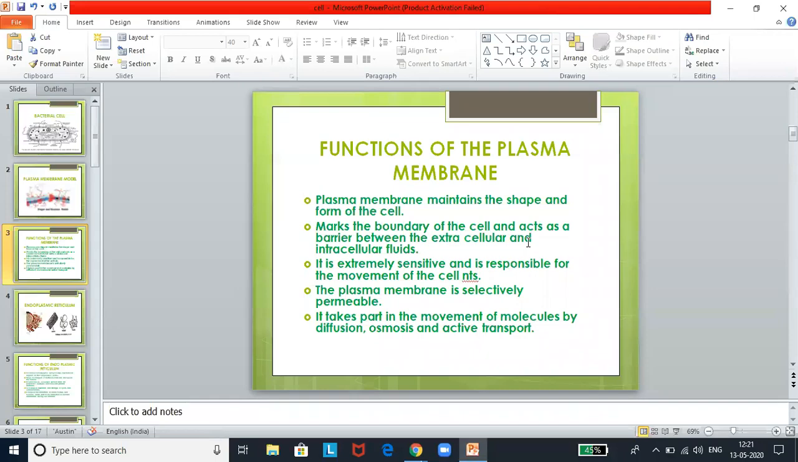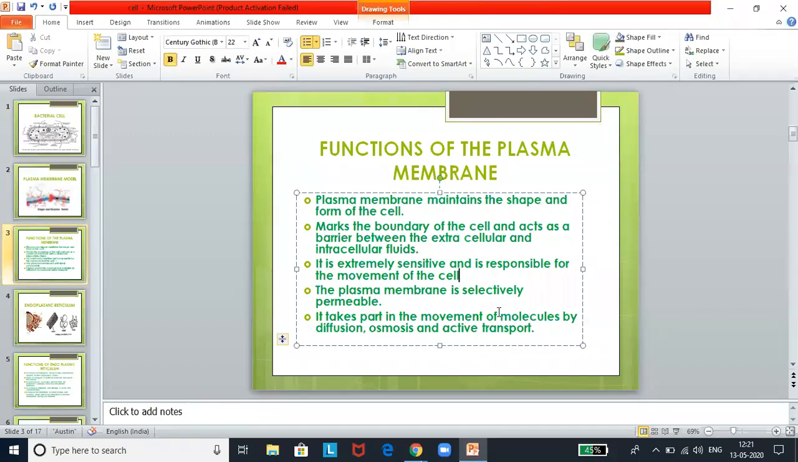Plasma membrane is a selectively permeable membrane. You should realize it is important because it allows only certain substances to enter in and it does not allow all the substances to enter. That is why it is a selectively permeable membrane. So it acts as a bodyguard. Now it takes part in the movement of molecules by diffusion, osmosis, and active transport.